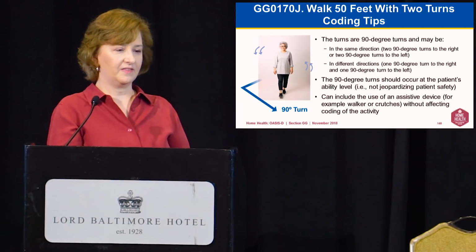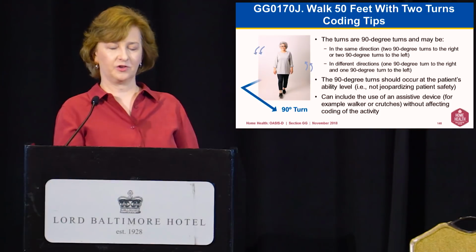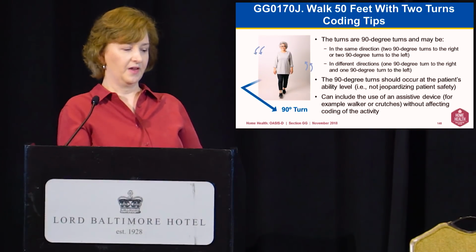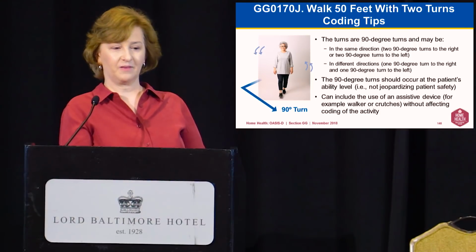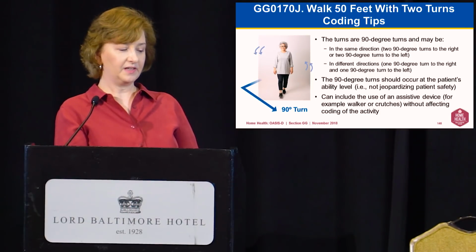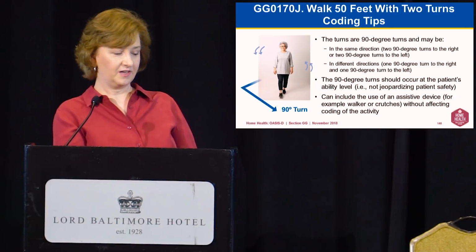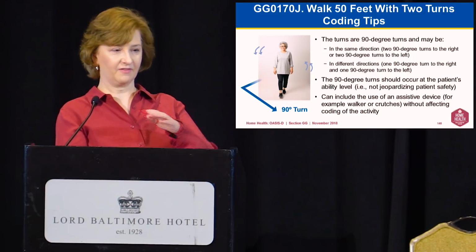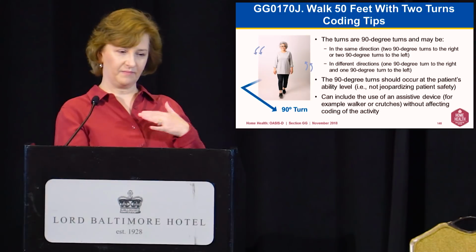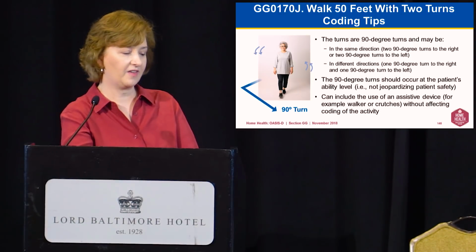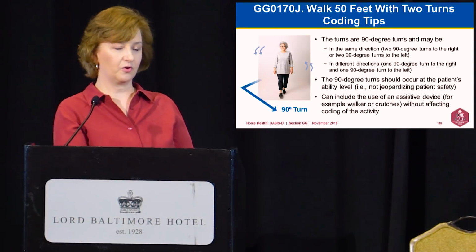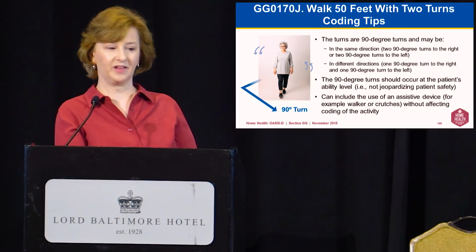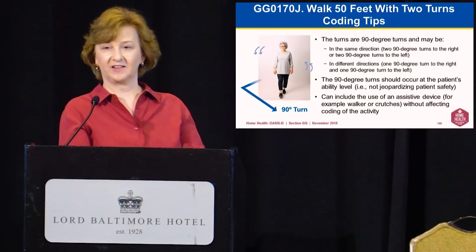Or it could be that they're making one right turn that's a 90-degree turn and then a left turn that's a 90-degree turn. It should not jeopardize the patient's ability level, that is safety. It can include the use of a device. As for all of the items, a device can be used during the assessment, and so it could in this instance include a walker or crutches or some kind of leg brace without affecting the code.